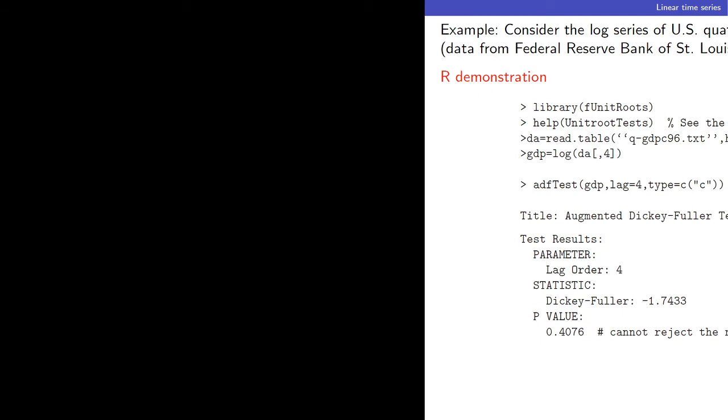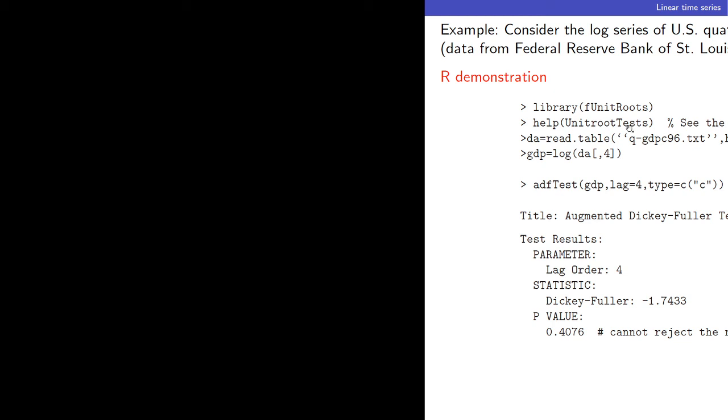So for an example, we're going to consider the log series of quarterly real GDP from 1947 first quarter to 2009, sorry, fourth quarter, data from the Federal Reserve Bank of St. Louis. It's this data.